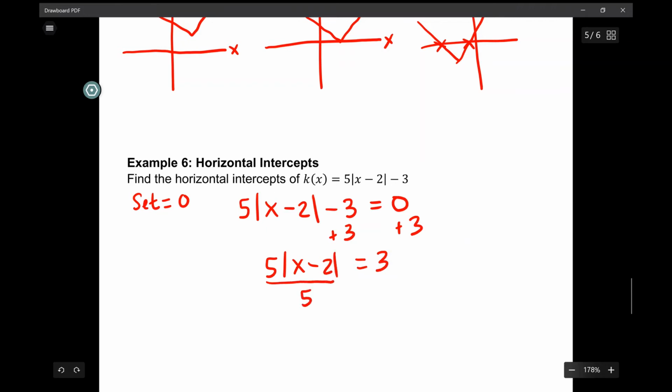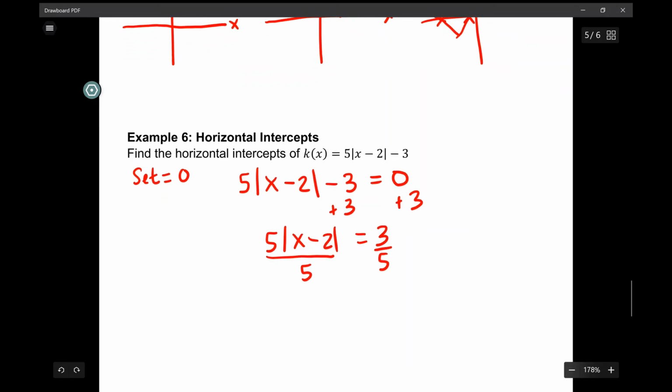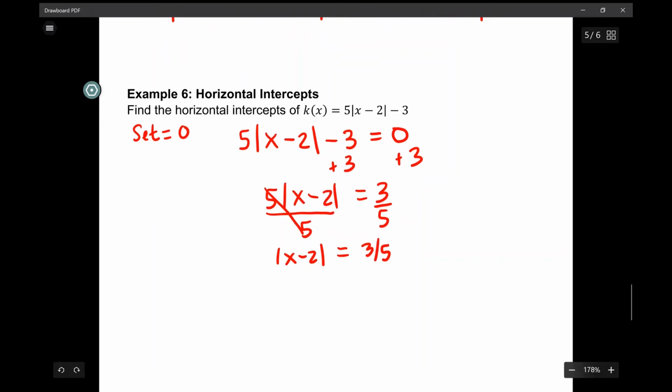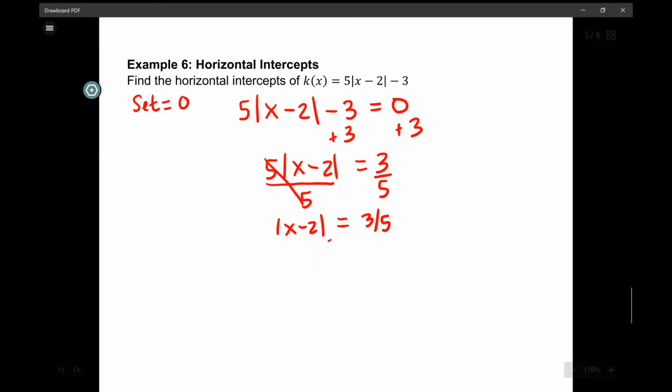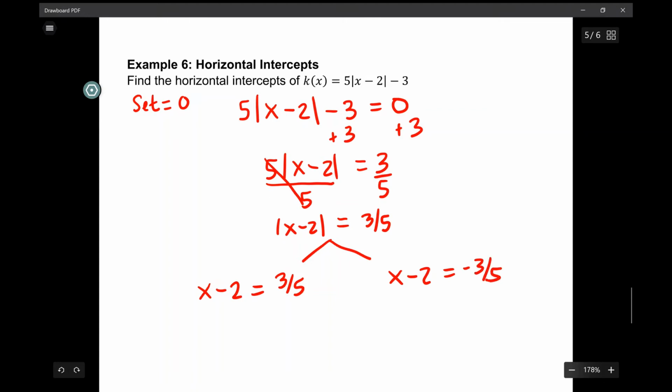Divide both sides by 5. Absolute value of x minus 2 equals, and I'm just going to leave that as 3/5. You could make it 0.6 if you wanted to. And so now I have 2 cases. My absolute value is isolated, either x minus 2 equals 3/5 or x minus 2 equals negative 3/5.